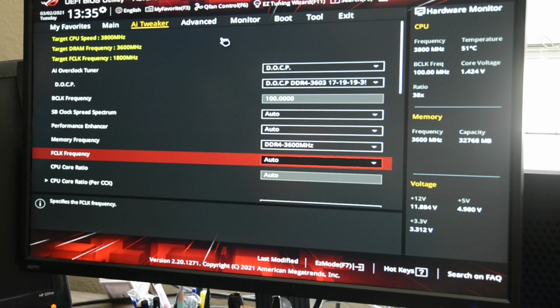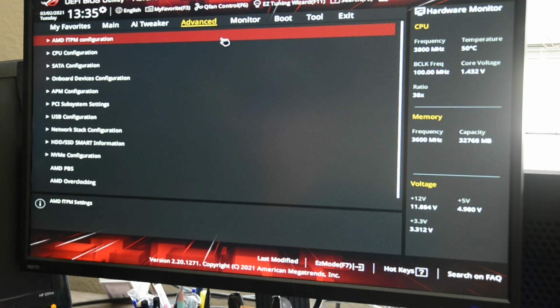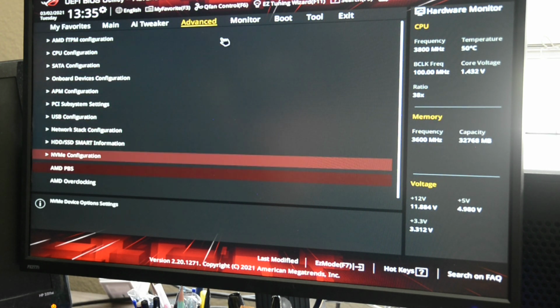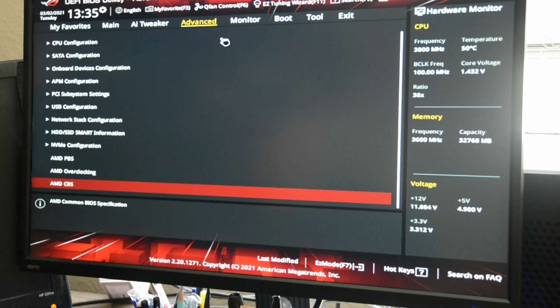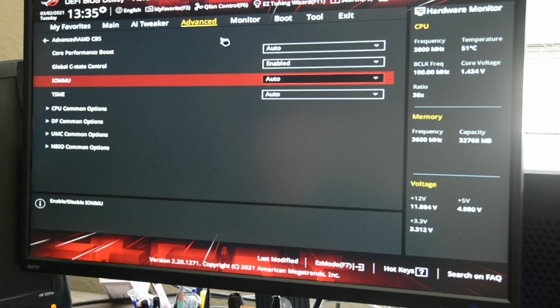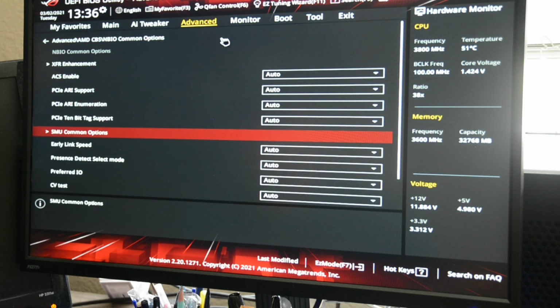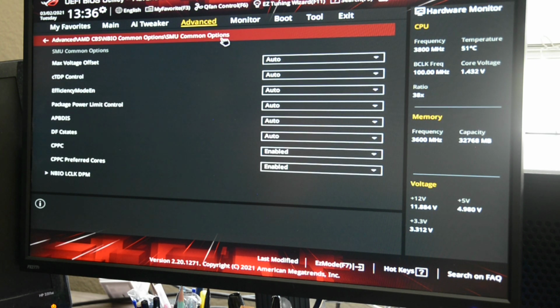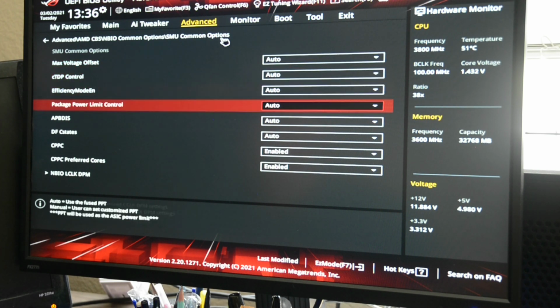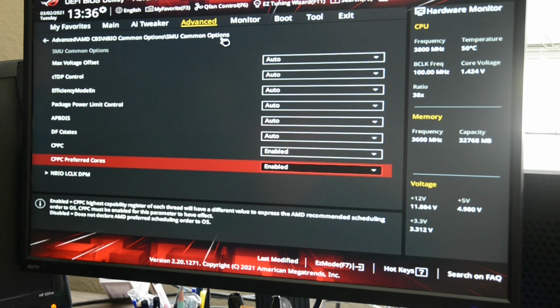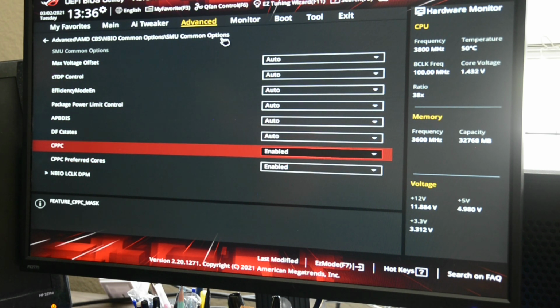Okay, now what we want to take a look at is the CPPC. And so let's go over to the advanced tab. We're going to go all the way down. I believe it's the CBS. And then down to the MBIO. And then we have to go down to SMU common options. There we are right here. As you can see, I've already enabled those.